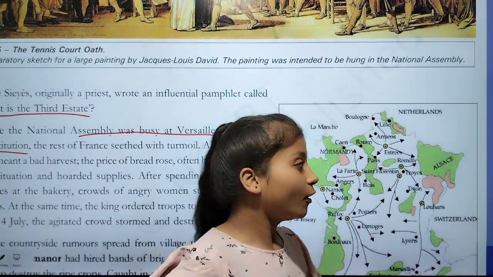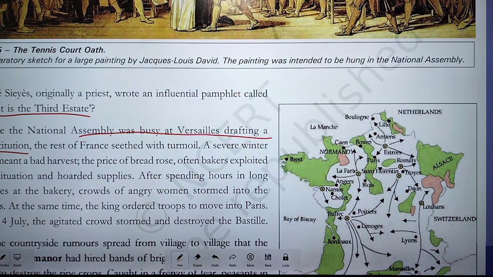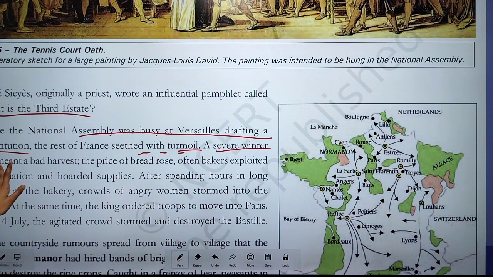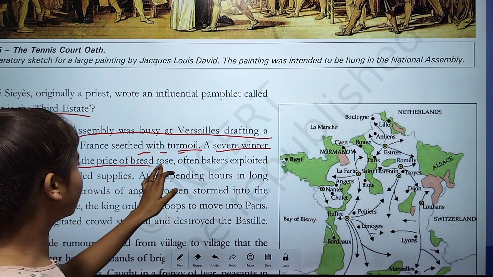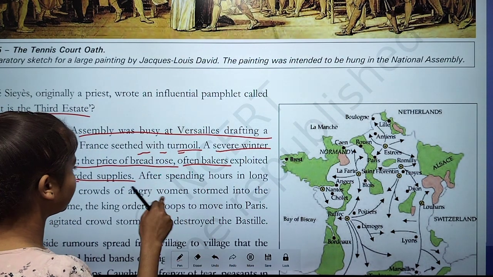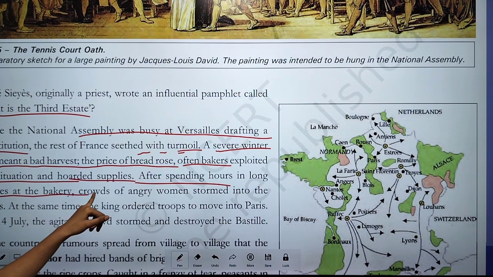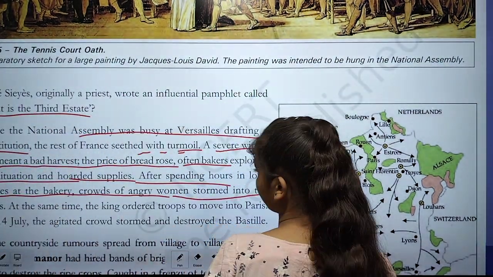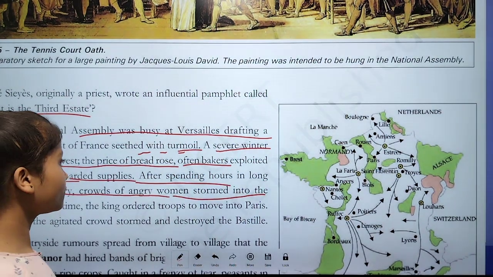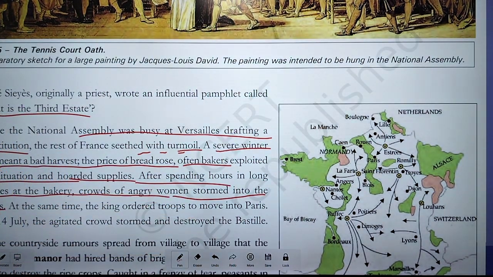So while the National Assembly was busy at Versailles drafting a constitution, the rest of France was in turmoil. A severe winter had meant a bad harvest. The prices of bread also rose, and often bakers exploited the situation and hoarded supplies. After spending hours in long queues at the bakery, crowds of angry women stormed into the shops.